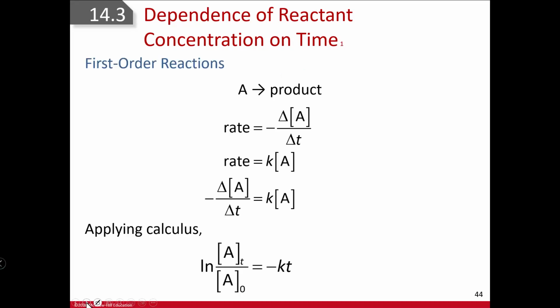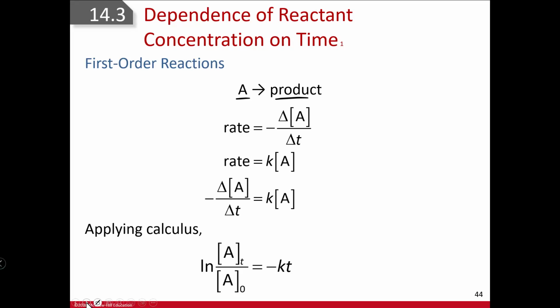So here's how simple it is. If you've had calculus, this is going to be really easy for you. If not, you're going to have to memorize some here, okay? So we have A going to B, A going to product. This is kind of like what you see with radioactive decay. A falls apart and forms a product. So it's just dependent on A falling apart to form a product.